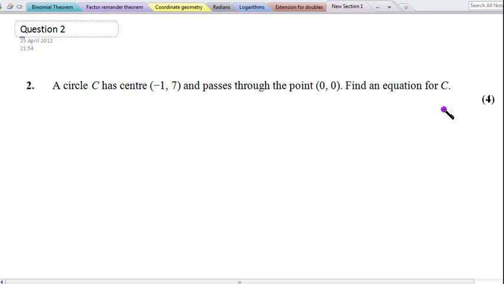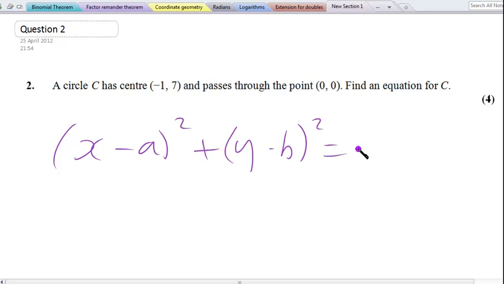A circle has centre 1, minus 7, and passes through the point 0, 0. We want to find the equation for C. We've got a general format for the equation of a circle that we know, and that is x minus a squared plus y minus b squared equals r squared, where the centre of the circle is (a, b). So we know that a is going to be plus 1 here for the x, and for the 7 we're going to have minus 7 here for the b.